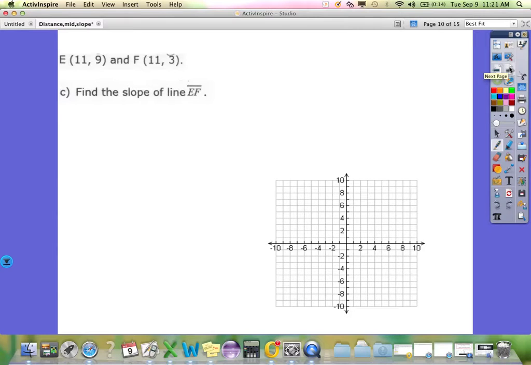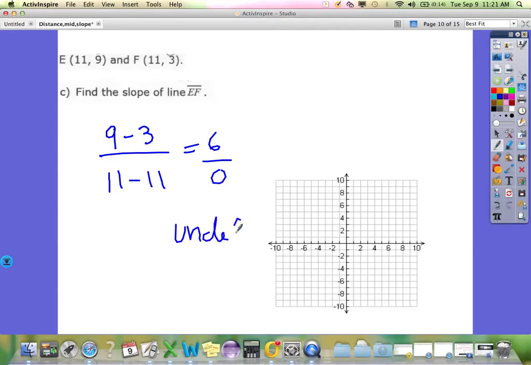Find the slope. The slope of a line that's vertical is going to be undefined. But let me show you what that'll look like. So y minus y is 6, and 11 minus 11 is 0. So if you have 0 on the bottom, that's undefined. Or if you have a straight up and down line, that's undefined as well. Same thing.